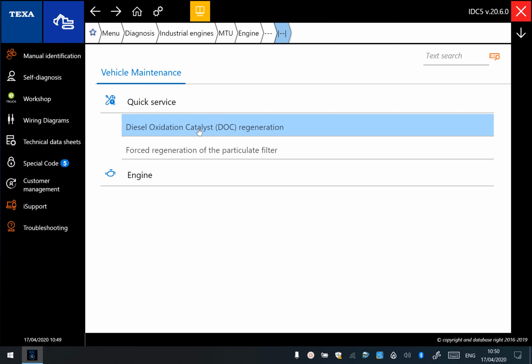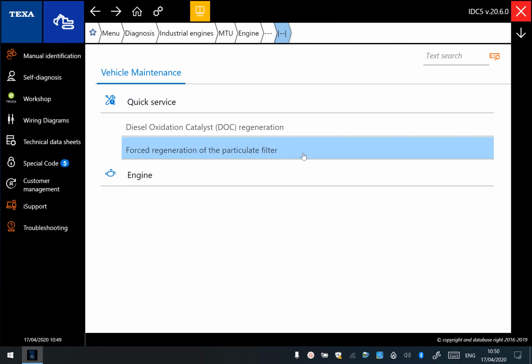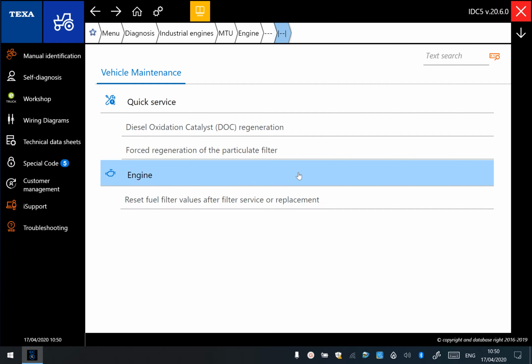So just on this MTU, we'll have a quick flick into these. Quick service, there's a couple there, forced regen of the particulate filter. Under engine, we can reset the fuel filter values after service or component replacement.